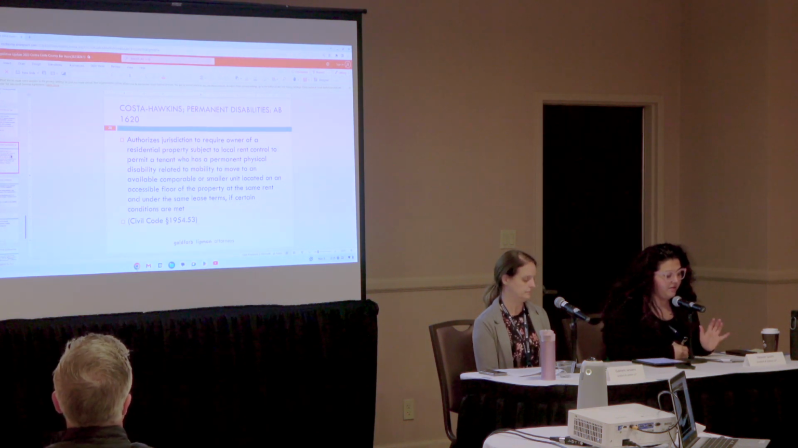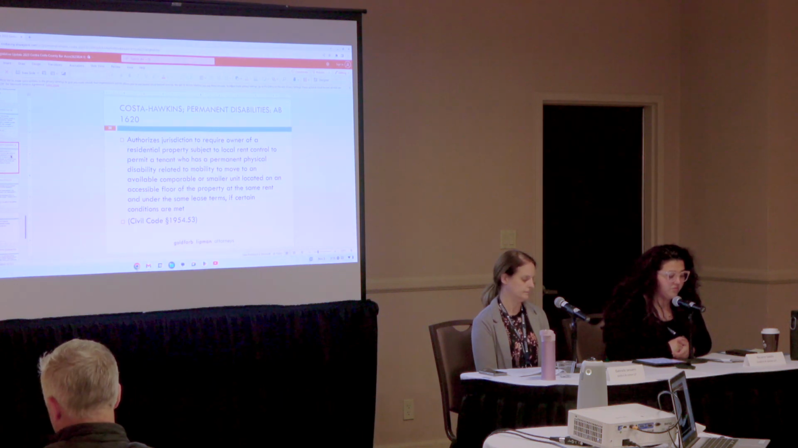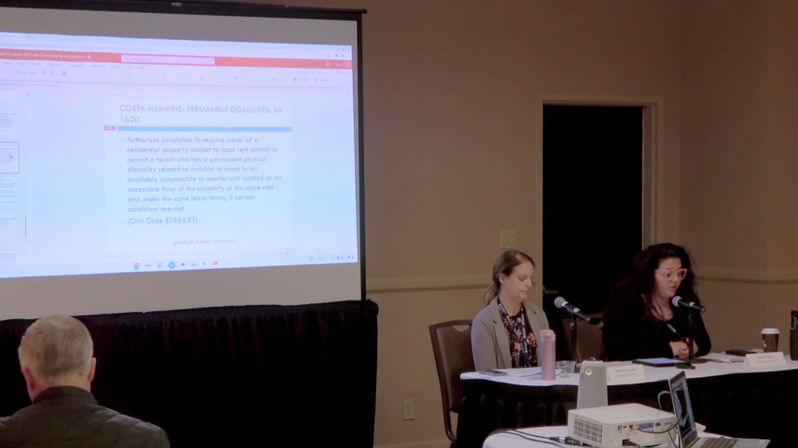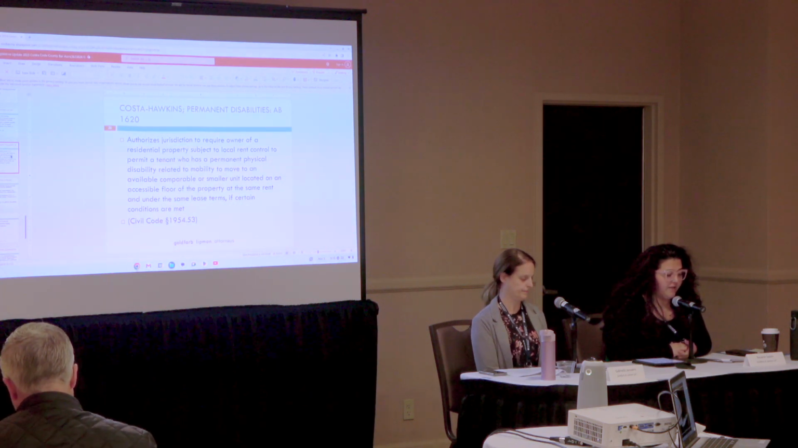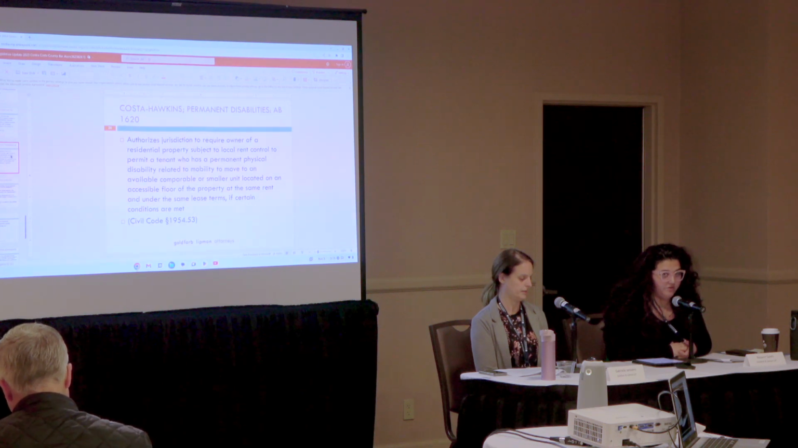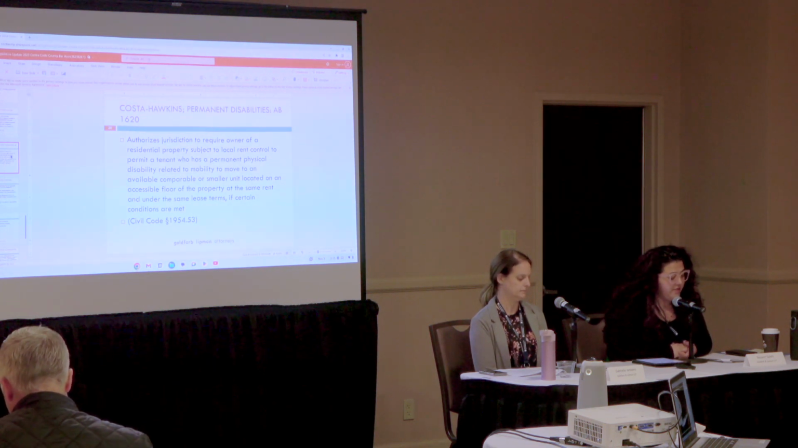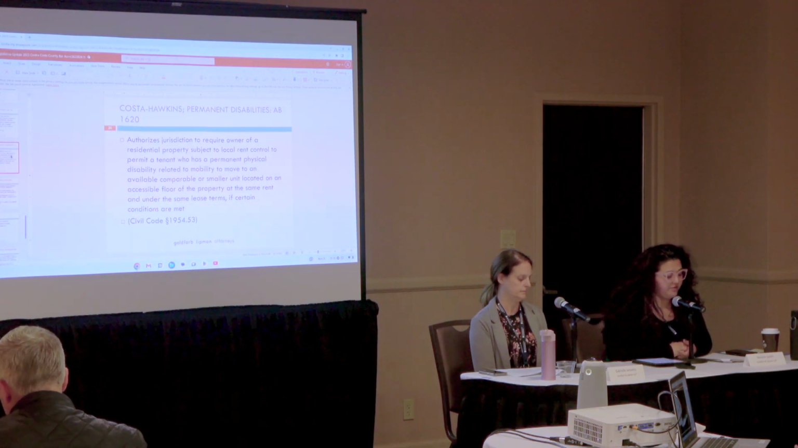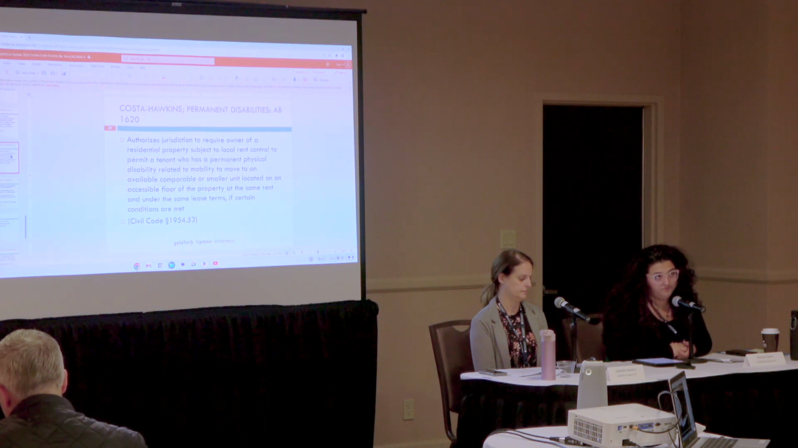This bill, AB 1620, provides a small exemption to that unequivocal right of the landlord to reset the rent, and basically provides that if a tenant who has a permanent physical disability related to mobility has to move to a different unit on the property that is accessible to them, so basically where you have to provide reasonable modification or accommodation, then their tenancy in that new unit has to be offered at the same rent and under the same lease terms. Which kind of makes sense, right?